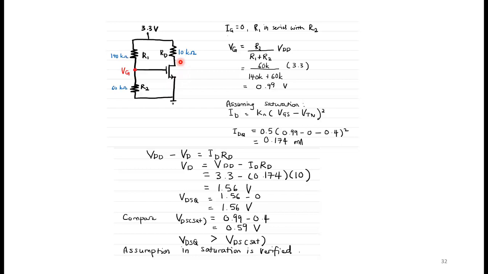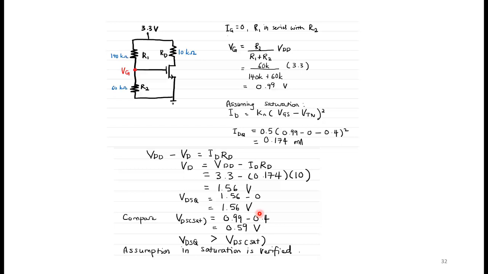Now, I can find VD if I already know ID, and since I know RD, which is 10 kilo ohms, and I know VDD, I can do the voltage drop across the resistor RD, which by Ohm's law is IDRD. So VDD minus VD equals IDRD. And I get this value for VD, which says that this terminal here is 1.56 volts. And because VS here is ground, it's 1.56 minus 0, which equals 1.56 volts to be the Q point for VDS.